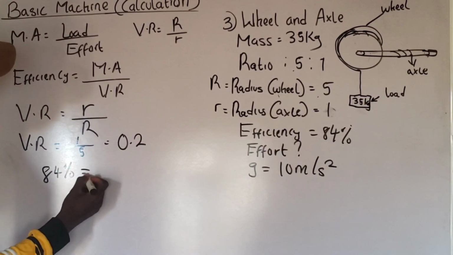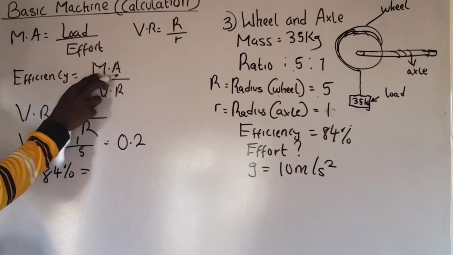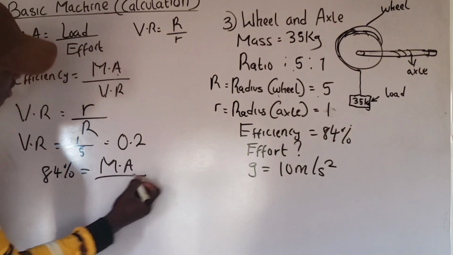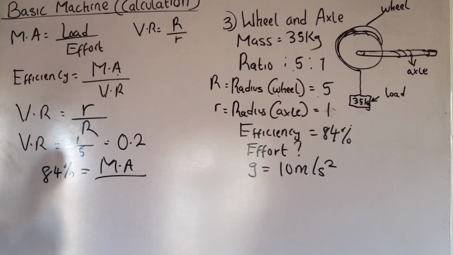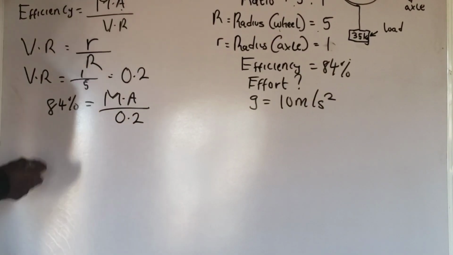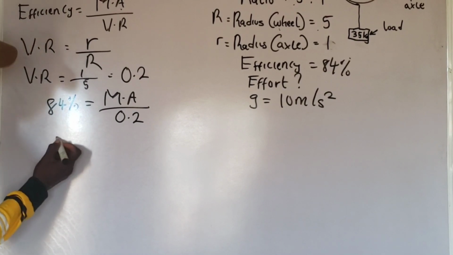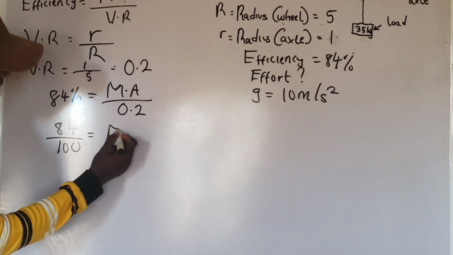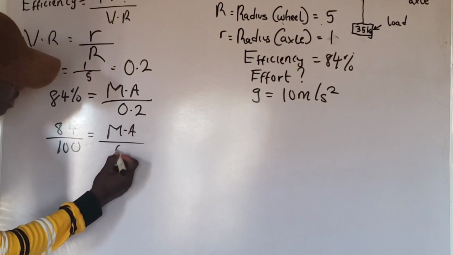So I'm going to have 84% equals mechanical advantage. Mechanical advantage is unknown, that's what I want to determine, all over the velocity ratio. The velocity ratio is 0.2. This over 0.2. You understand? 84% is also the same thing as 84 over 100. Okay? 84 over 100 equals mechanical advantage all over 0.2.